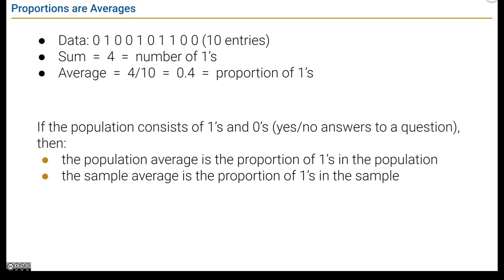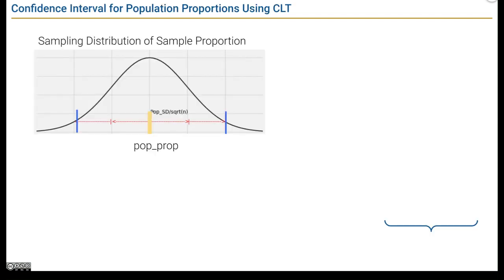So if your population consists of ones and zeros, which we've called Bernoulli distributions, then the population average is the same as the proportion of ones in the population. And the same will hold for sample averages in terms of them being the proportion of ones in the sample. So let's use this to our advantage, because we know the central limit theorem works when we're working with averages. And so instead of having a population average here at the center of this normal distribution, we'll have a population proportion, because that can be thought of in terms of an average.